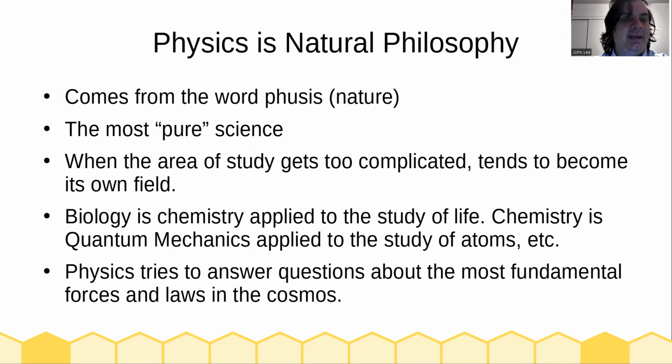So chemistry can be seen as applied quantum mechanics, which is something from modern physics, and biology as applied chemistry. But physics is the underpinning of all science, I will say, even if it does make me sound a little conceited. But when the area of study becomes too complicated, it becomes its own field, such as physics to chemistry, or chemistry to biology. But the underpinnings of all of these sciences is the science of physics.